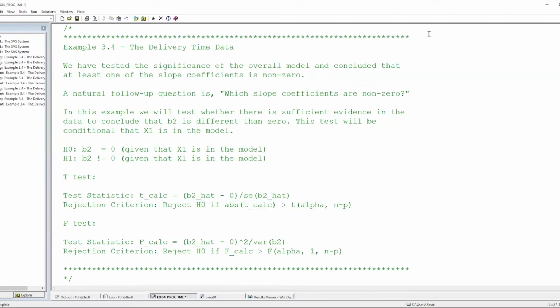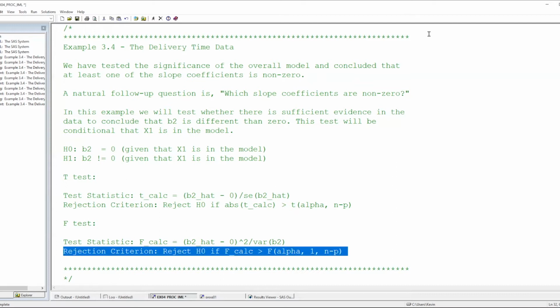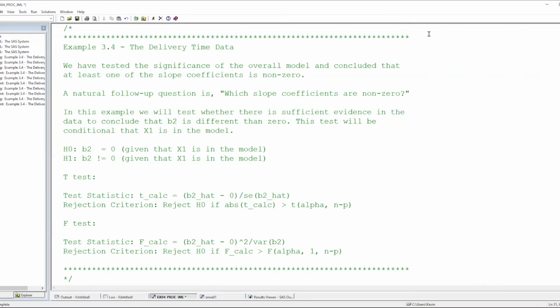Now, there's also an f-test version of this, and it's basically just squaring that test statistic, the t-calc test statistic, and that gives us the f statistic. And then if we were going to use that, then we would reject the null hypothesis if f-calc exceeds the upper alpha percentage point of the f distribution with 1 numerator degrees of freedom and n minus p denominator degrees of freedom. Now, in this case, the numerator degrees of freedom is 1 because there's only one restriction in the null hypothesis. There's only one parameter that we're testing a hypothesis about.